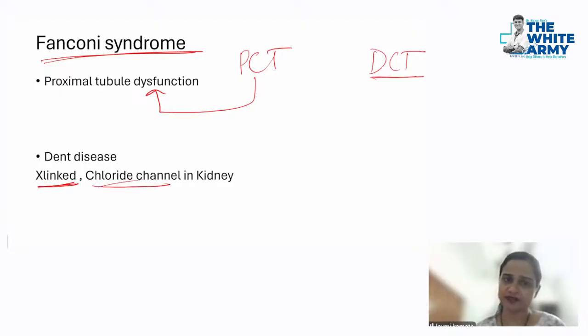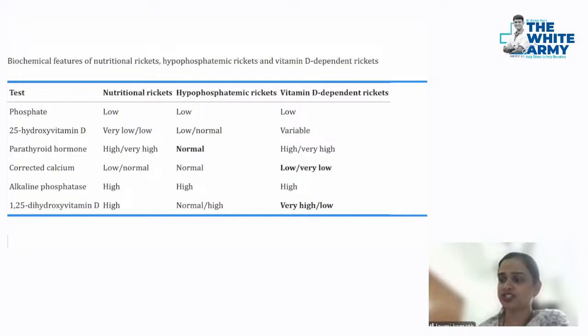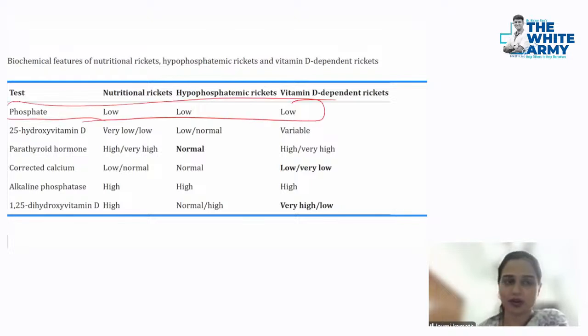Now, the details of this are not really required here. We will discuss this once we start our renal system. So just remember the names for now. So this is how you diagnose these hypophosphatemic rickets, vitamin D dependent rickets and nutritional rickets. One thing in common is that phosphate is low in all except in chronic kidney disease.